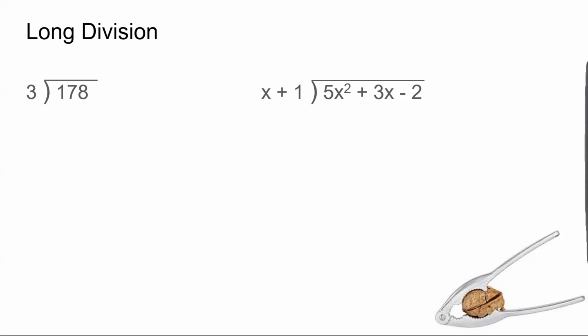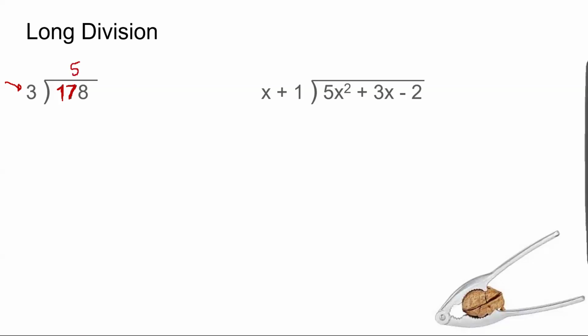And if you remember, you take this number on the outside, 3, and you say, will it go into 1? And of course, the answer is no. And so then you go over here to the next one and say, oh, will it go into 17? And the answer is yes, it will go into 17. And you got to know your multiplication tables here to make this work. But 3 times 5 is 15. 3 times 6 is 18. So that's 6 is too big. It goes in there 5 times.